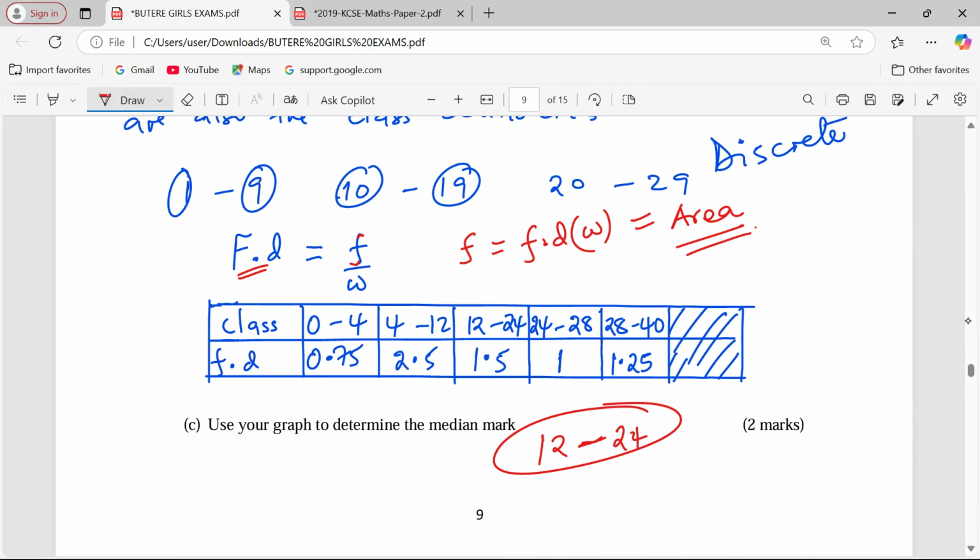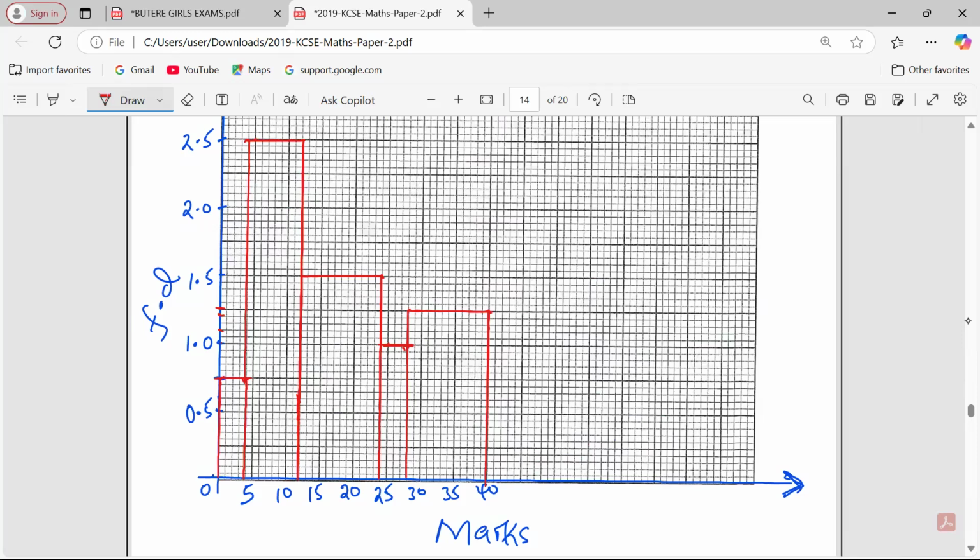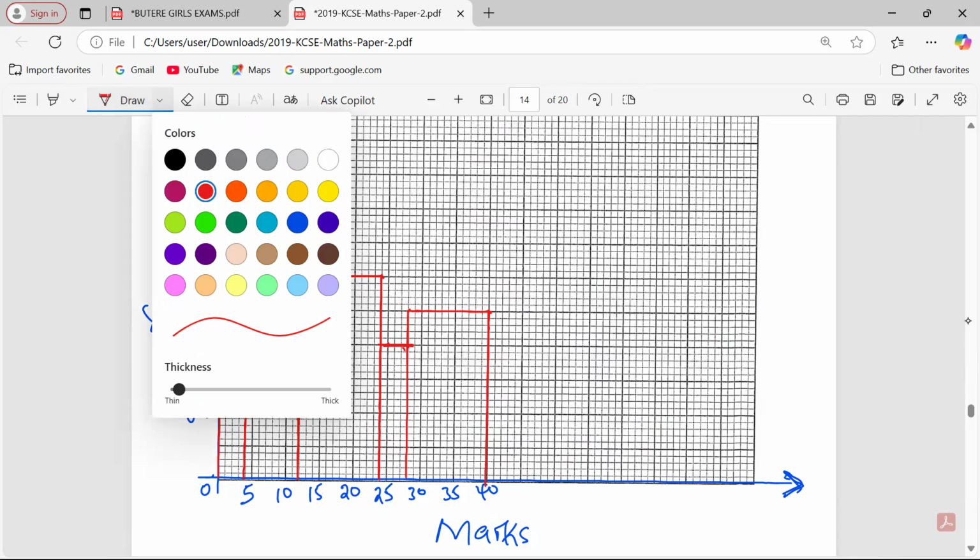Then we want to identify the area that will give us the 30th student. So in the first class, when we multiply the height, which is 0.75, by the width of 4, we are getting 3 students. So in the first class, we are having our 3 students.